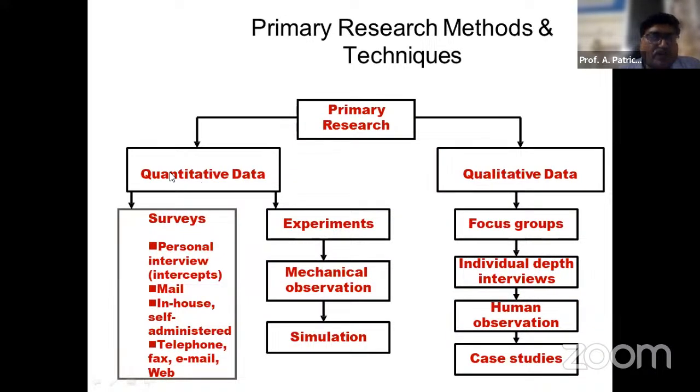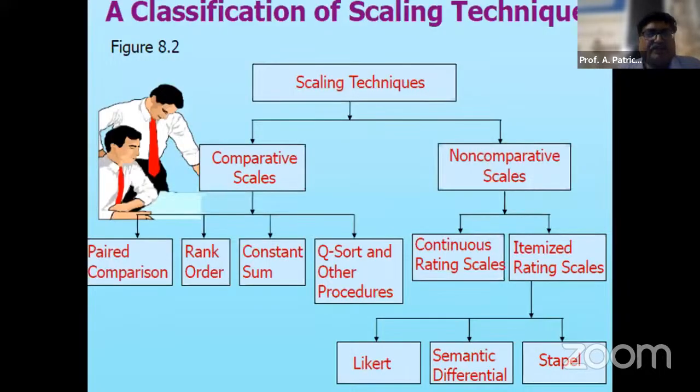Now you have quantitative and qualitative. Mostly in social sciences, where you talk about arts-related subjects, they use qualitative. There's not much of numbers. They use focus group, in-depth interviews, human observation, case studies. But if it is quantitative, probably we use tools for analyzing. These are to collect the data, personal or in-house, or telephone, or use internet and other things.